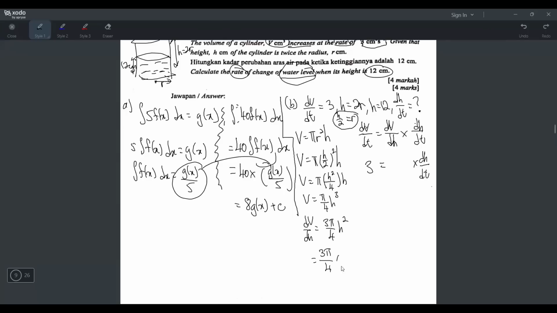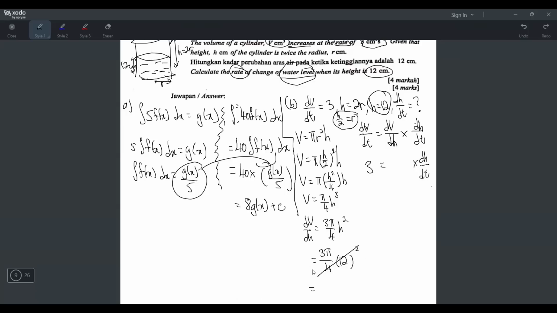And the H, the question gives 12. Before you sub, you have to make sure your answer is a value first. Once it is a value, then you sub in. Okay, 12 square divide 4, I don't know, 144 divide 4, what is that? 36.